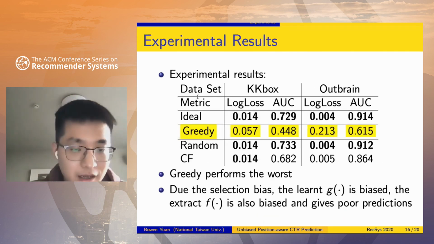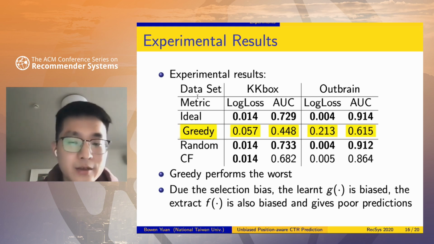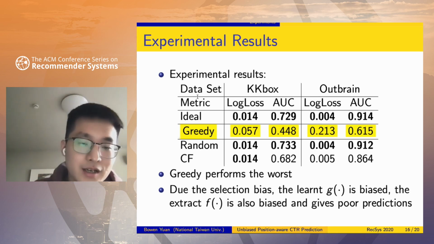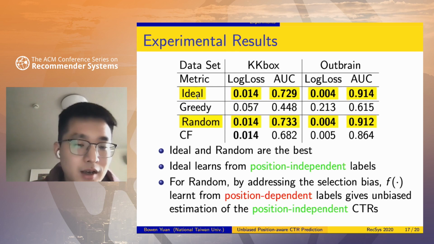The experimental results are as follows. We first see that Greedy performs the worst, and the reason is that, due to the selection bias, the learned positional model G is biased. The extracted non-positional model is also biased and gives poor predictions. Now let's move to Ideal and Random. They perform the best.